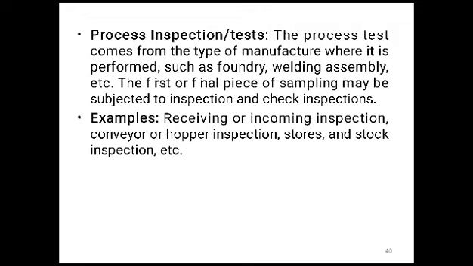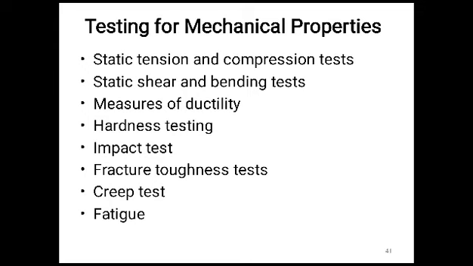Process or inspection test. The process test comes from the type of manufacture where it is performed, such as foundry, welding, assembly, etc. The first or final piece of a sample may be subjected to inspection and check inspections. Examples: receiving or incoming inspection, conveyor or hopper inspection, stores and stock inspections, etc.